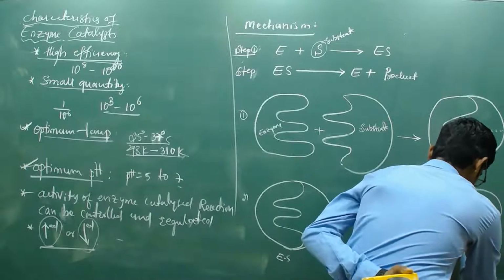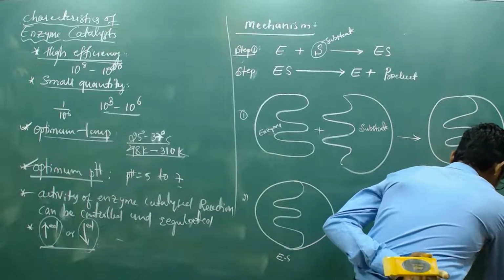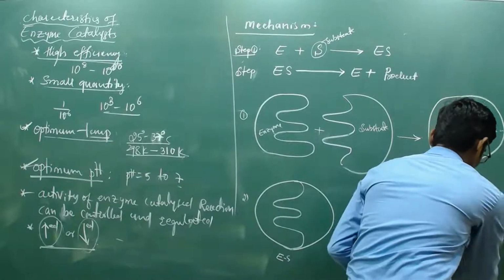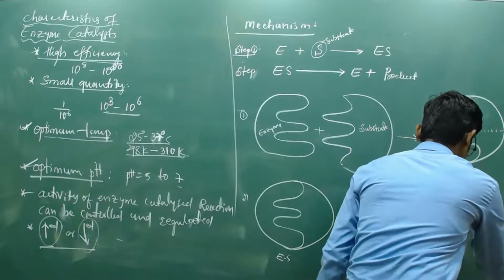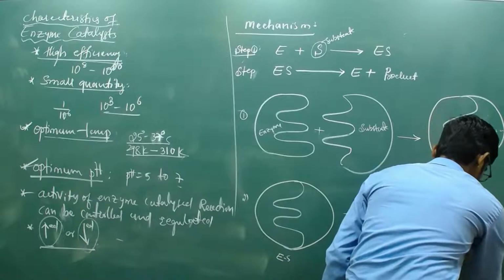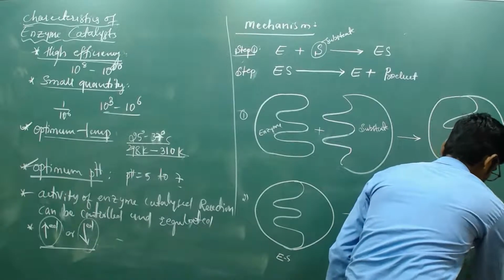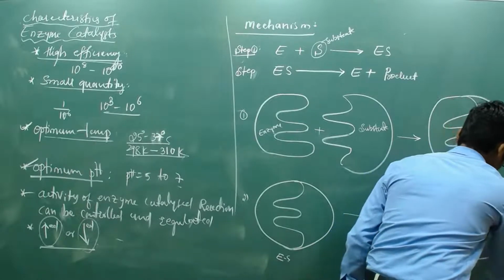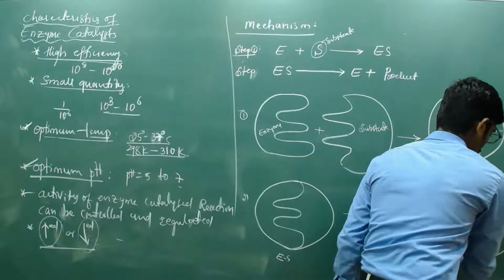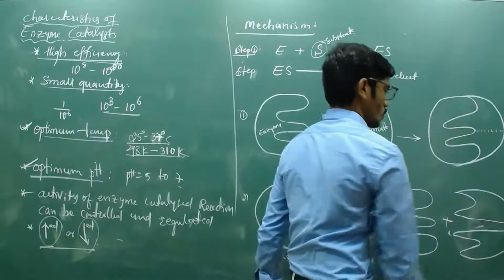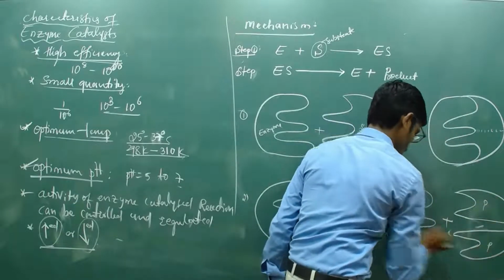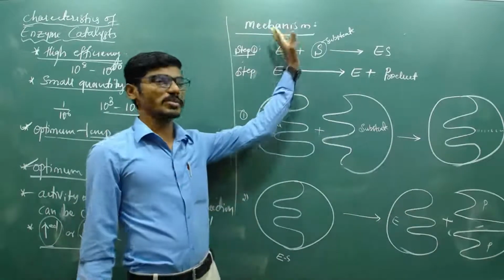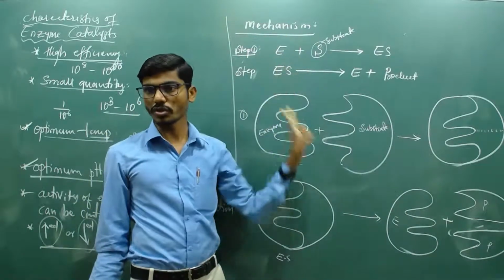And the other one is enzyme substrate, so two products are formed. So these are the products. Product, and it is enzyme substrate. So the mechanism of enzyme catalyzed reactions involves only 2 steps.